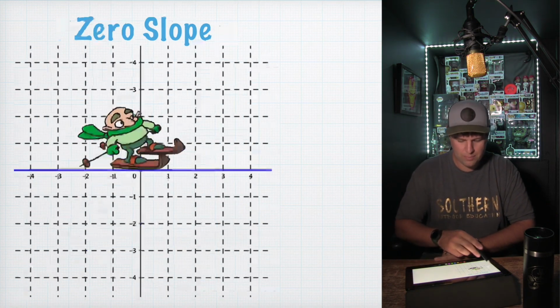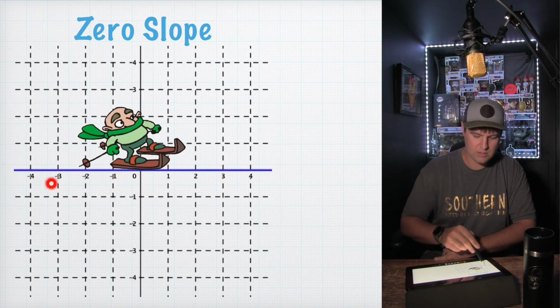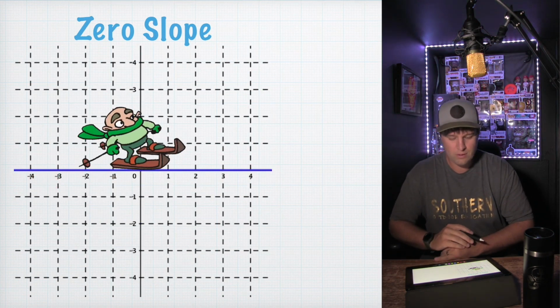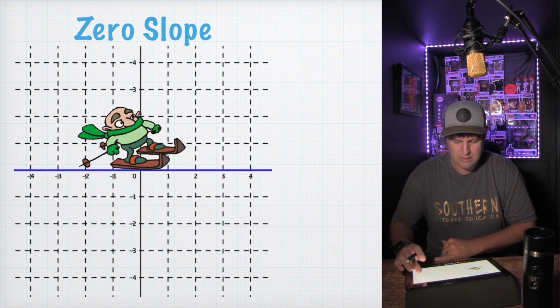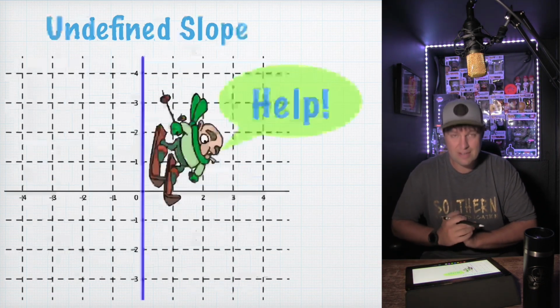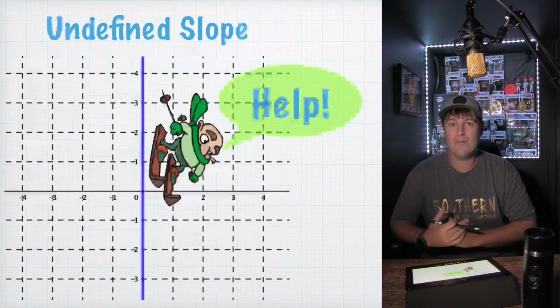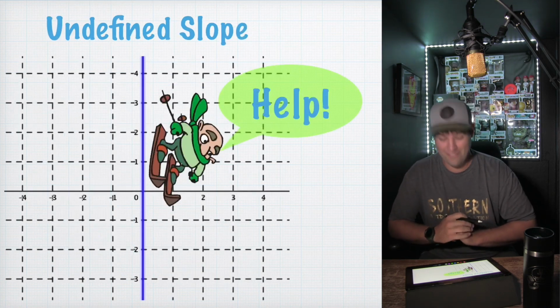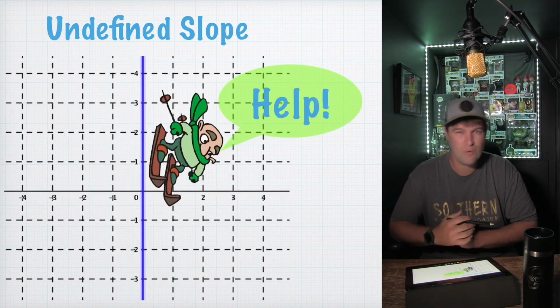Next, we have a zero slope, which is horizontal. It's going 0 up, 0 down. I think that makes sense. And then lastly, an undefined slope. If you're a skier, you don't like to just free fall forever. Maybe like 20 feet, I don't know.